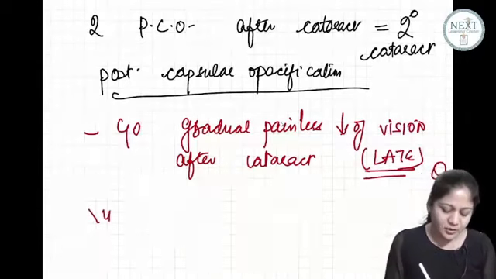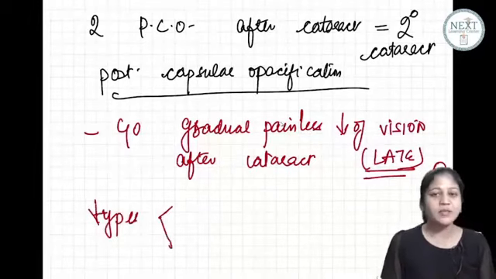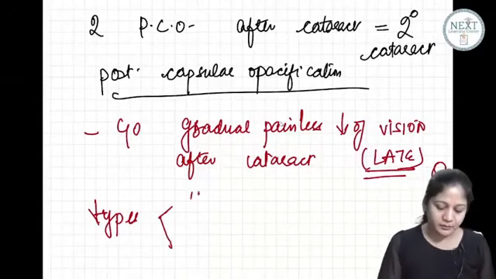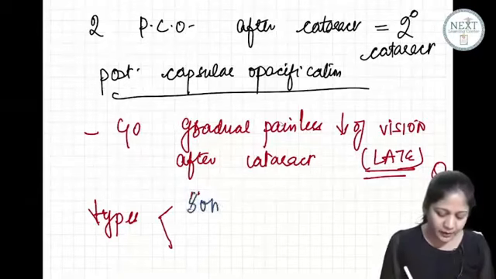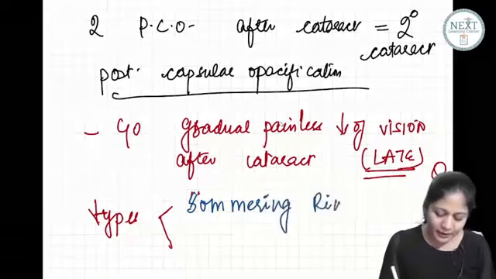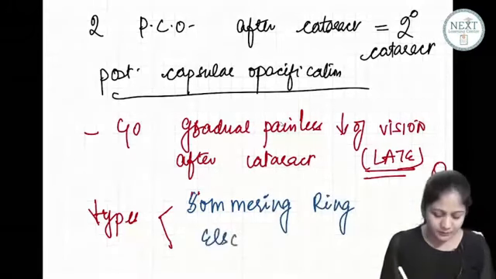Now there are actually mainly 2 types of PCOs. The first is in the form of a ring. We call it a Soemmering ring. It is like a ring. The next is in the form of a pearl. We call it Elschnig pearl.